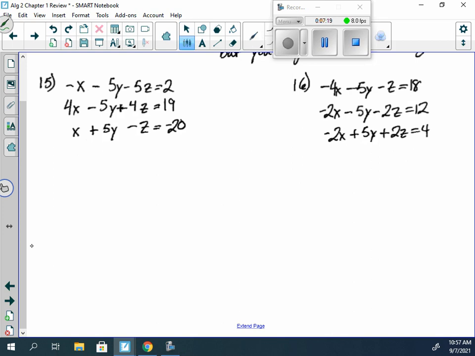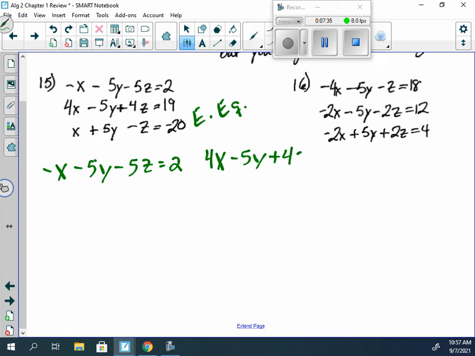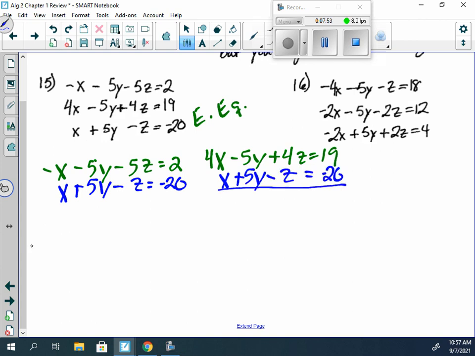Now the eliminator equation really doesn't matter. I'm going to stick to the bottom one. So we have negative x minus 5y minus 5z is equal to 2. And our other equation is 4x minus 5y plus 4z equals 19. Now, since the y's values are already matched up, we can just go on and write them down. If they didn't, then we would have to make them be the same. But here, since they're already the same, we don't have to do anything to it.